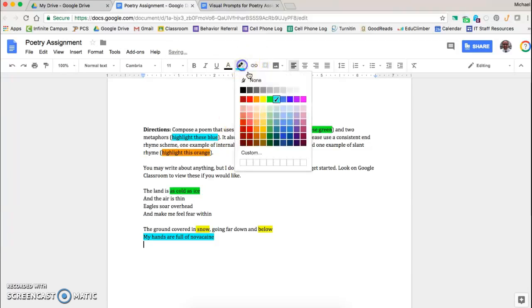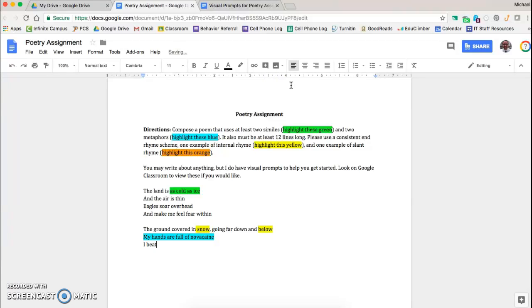Whoops, have to keep on checking the highlighting. I beat my hands against my chest, hopefully wake them up. And maybe I can do a slant rhyme here, so we have Novocaine. So maybe instead of having an A-N-E sound at the end, I can have an A-M-E. I beat my hands against my chest. My mind falls away and starts to grow lame. So lame is a slant rhyme with Novocaine.